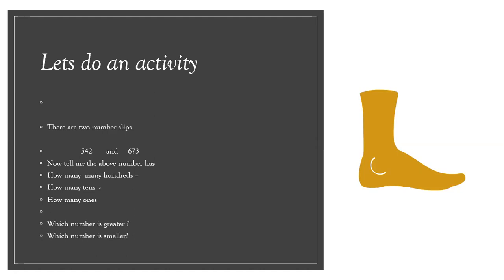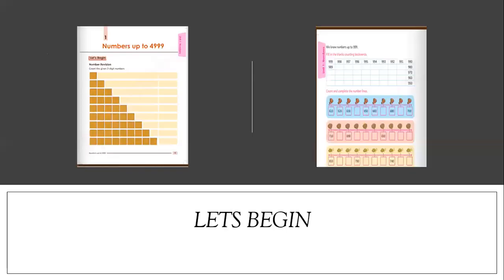Yes, 673 is greater. And which number is smaller? 542 is smaller. Okay. So children, today we have done this just to understand what is the smaller number and what is the larger number, the greater number, right? So now we will do a small activity of identifying the 3-digit numbers over here. Count the 3-digit numbers.